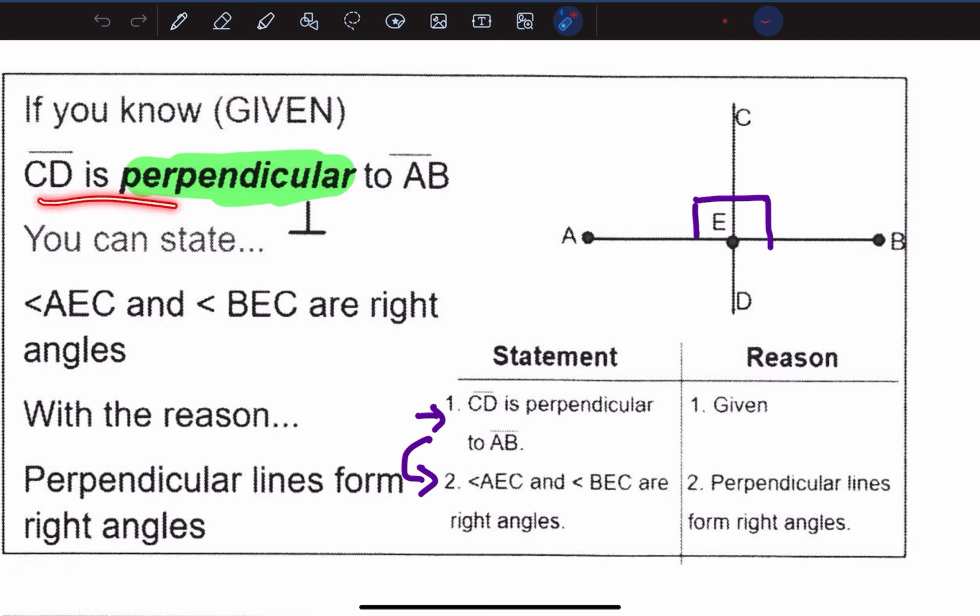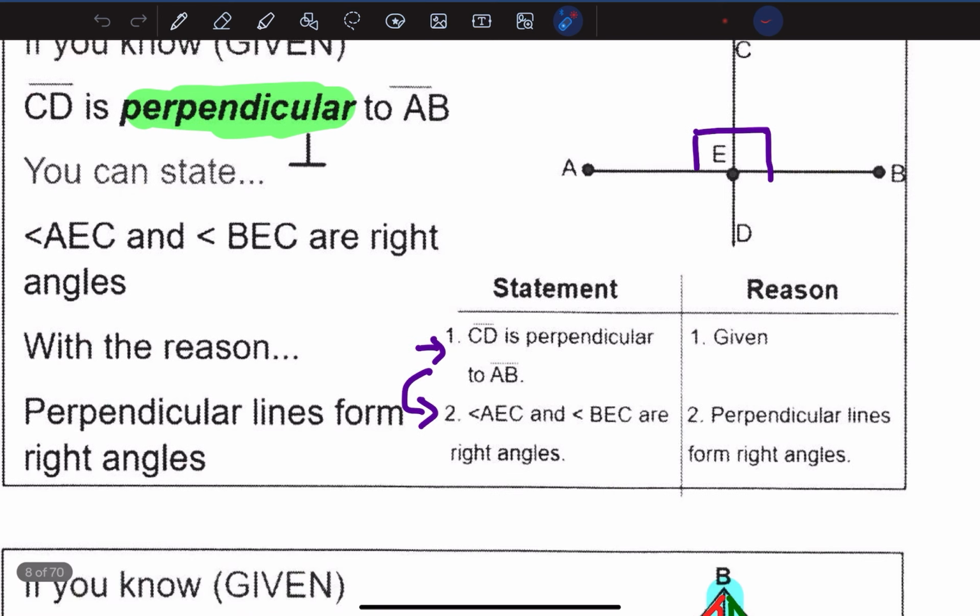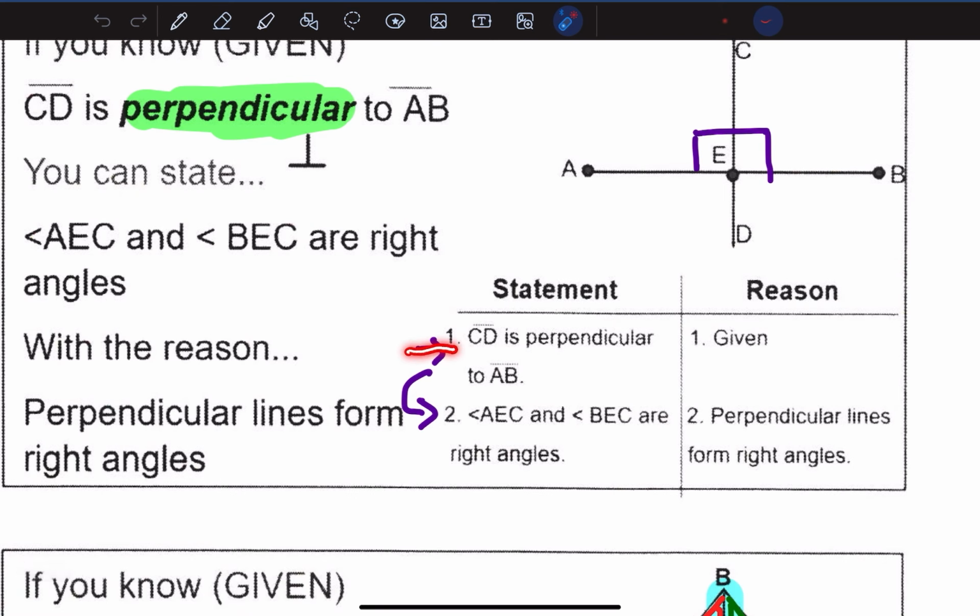Similarly, we are given that CD is perpendicular to AB. You must know the definition of perpendicular. A perpendicular line forms right angles. Because of this, angle AEC is a right angle, as is angle BEC. So again, you're simply taking that statement and splitting it up into a two-column format. You are given that CD is perpendicular to AB. Because of this, we know that there are two right angles. Why? Because of the definition of perpendicular lines.